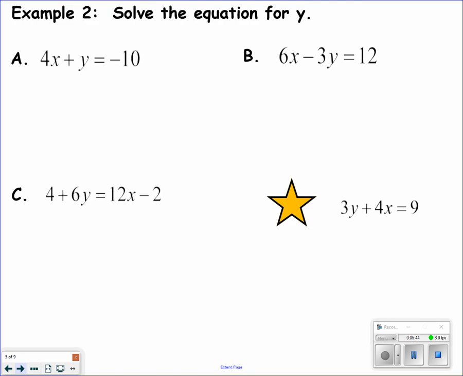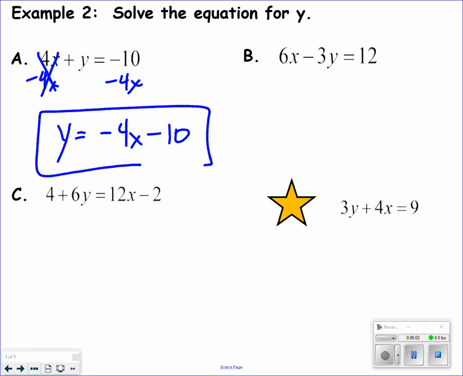4x plus y is equal to negative 10. Remember, I'm trying to solve this for y. Since it's always addition and subtraction first, I'm going to subtract 4x. Now, negative 4x and negative 10 are not alike, and therefore I will not add them together.